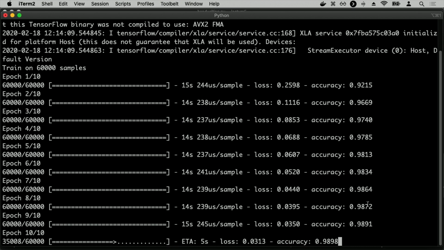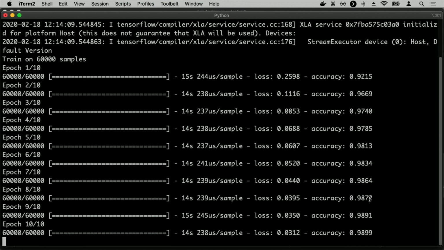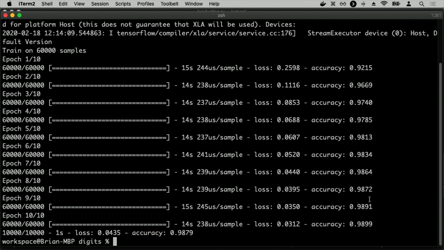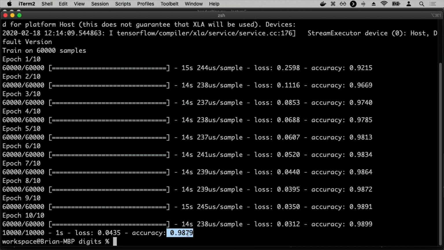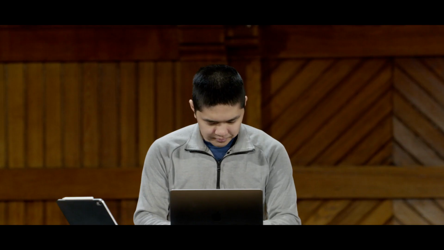But now we see we're almost done finishing our training step. We're at 55,000. All right, we finished training. And now it's going to go ahead and test for us on 10,000 samples. And it looks like on the testing set, we were 98.8% accurate. So we ended up doing pretty well on this testing set, seeing how accurately we can predict these handwritten digits.